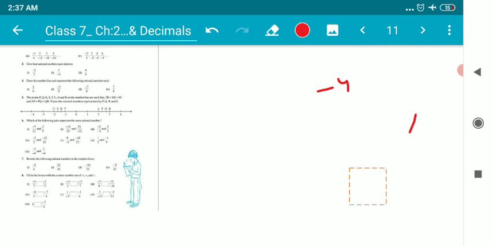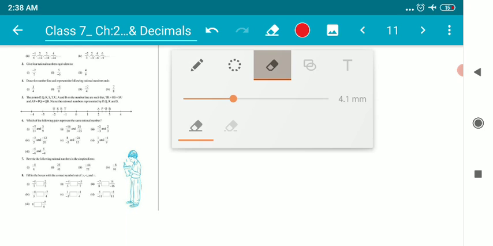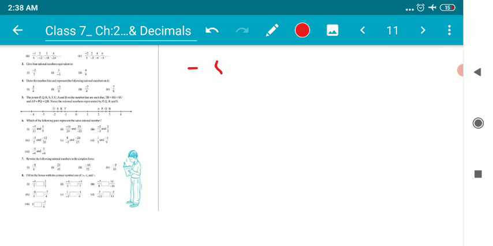Fill in the blanks with the correct symbol: greater than sign, less than sign, or equal to sign. Suppose a number is minus 5 by 7 and the other number is 2 by 3. I don't know whether they are equal or which is greater. I know that the left hand side number is smaller, but still we will compare by making them equivalent fractions. The question comes, sir, how to make them equivalent fractions? Let me erase my screen first. I'll write minus 5 by 7, then I'll write 2 by 3.